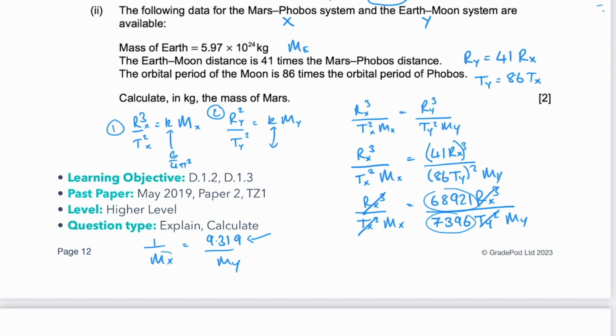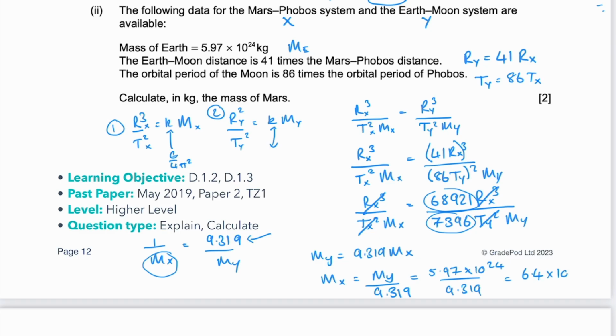And we want to find out what Mx is, which is the mass of Mars. So let's cross multiply again. My equals 9.319 Mx. So Mx equals My divided by 9.319. My is the mass of the Earth. So we've got 5.97 times 10 to the 24 divided by 9.319. And that gives us 6.4 times 10 to the 23 kilograms. And that is our answer.